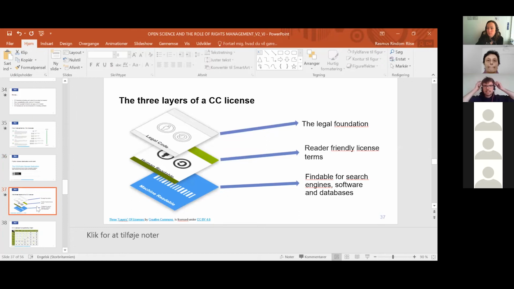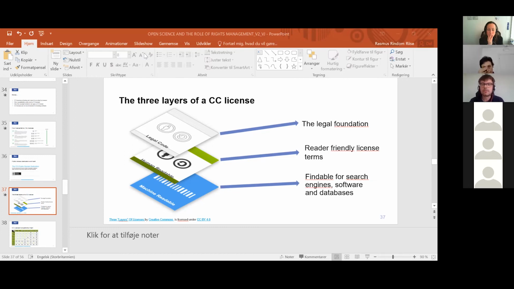There are 3 layers in the CC license. First of all, the legal foundation. That's the legal layer, but not very reader friendly. But that's the foundation of the licenses, and that they can be applied as copyright licenses. Then we have the reader-friendly license.